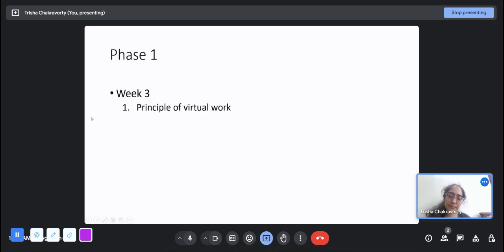Then in week 3, we looked at the other kind of response that a structure shows apart from the force response. So far, in beams and in trusses, we have been concerned about the axial force generated in the truss, or the bending moment and shear force generated in the beam.